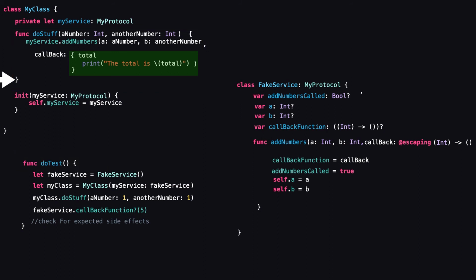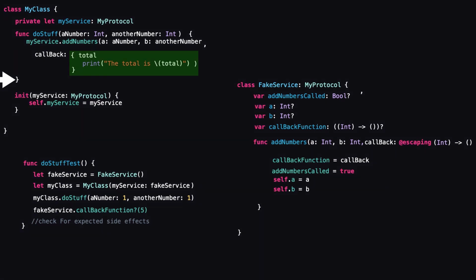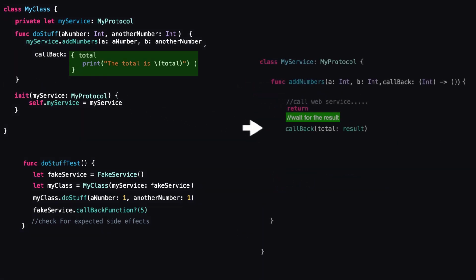Now let's try to solve the mystery we mentioned earlier. It's about this line of code here. It somehow needs to execute after the function returns. Let's see how that is possible.